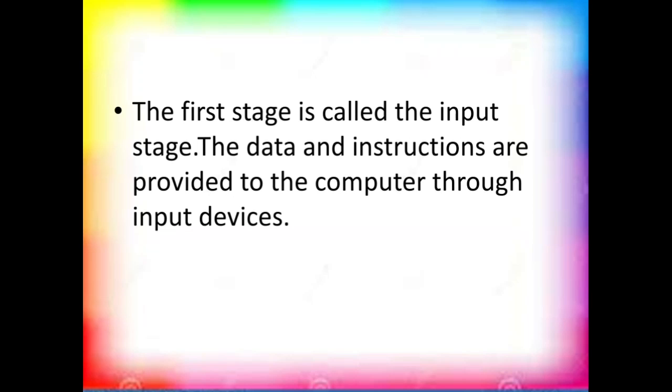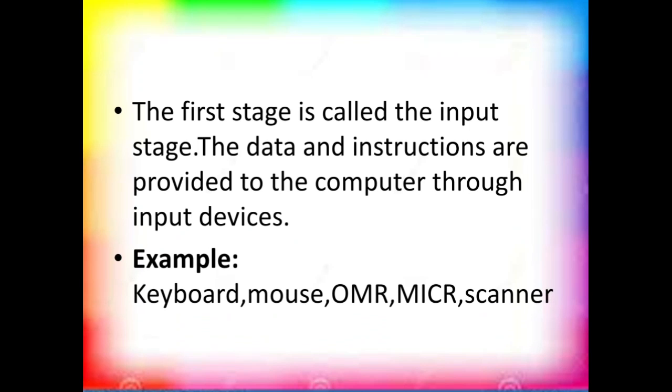Example, on a keyboard we can type. With a barcode reader we have to scan. With a scanner we have to scan the data. Like that we get the information from the input devices. So we give the information to the computer. For example, keyboard, mouse, OMR, MICR and scanner are examples of input devices. That is your first stage.